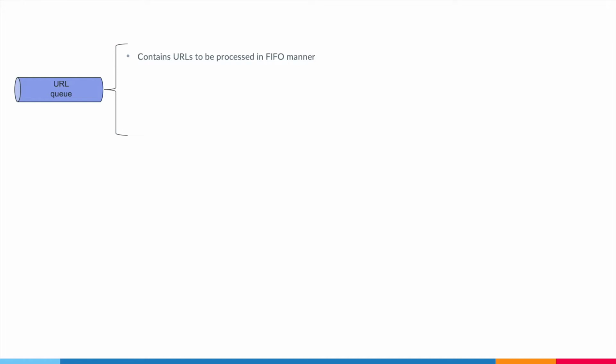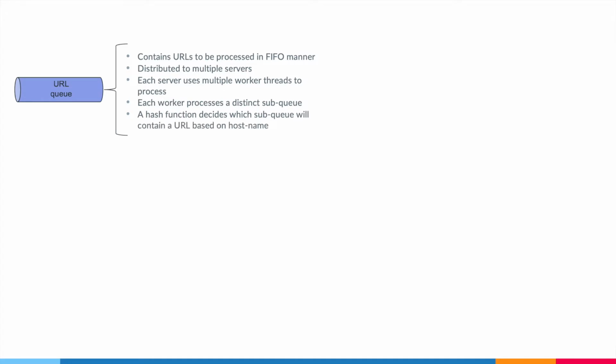Since we could have a very big list, the queue will be a multi-server distributed queue. To optimize processing further, we could spawn multiple threads on each server to parse and index multiple documents parallelly. So each worker thread will be managing its own distinct subqueue. But how do we decide which URL will go to which subqueue? For this, we could define a hash function which will take care of this mapping.